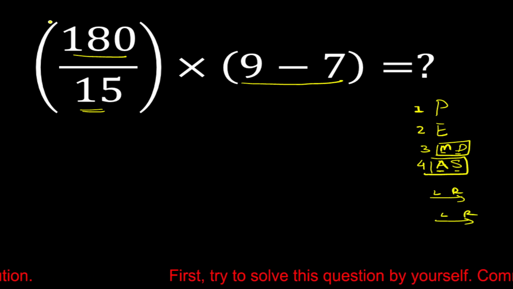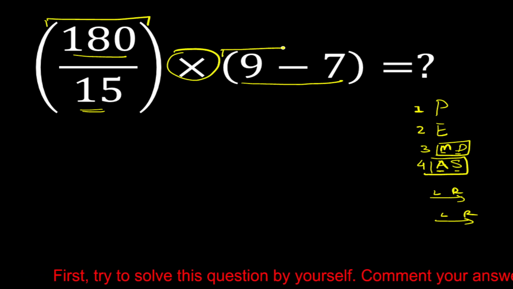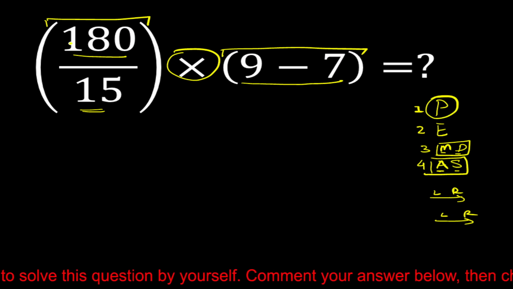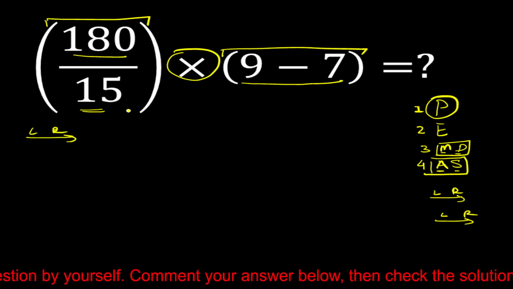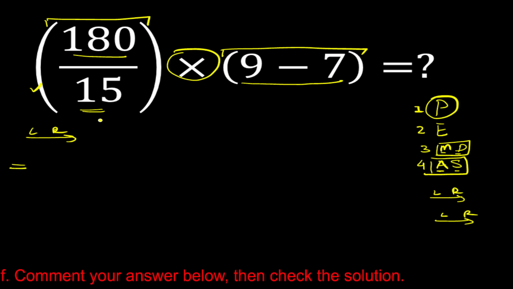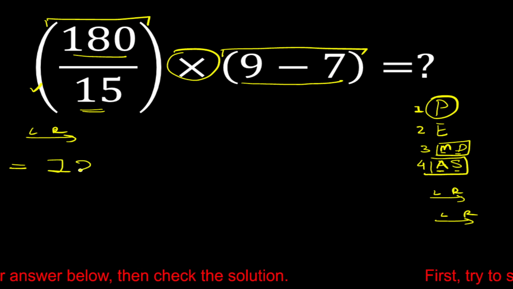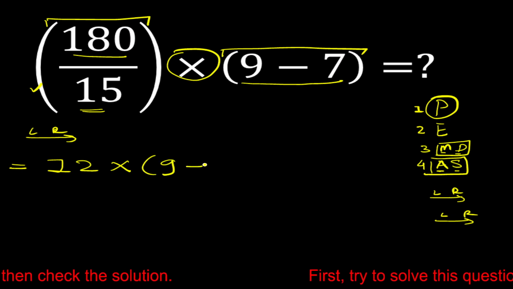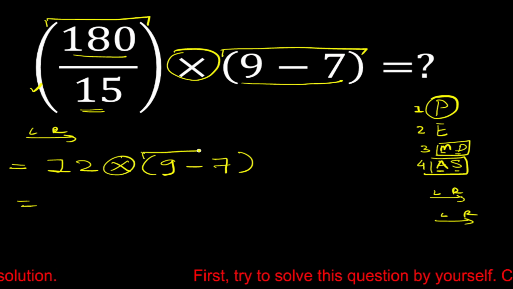Okay, so in this question we have one parenthesis, one multiplication and one second parenthesis. So first priority is parenthesis. Here we have two parentheses, so we have to solve them from left to right because both have equal priority. So first we solve this parenthesis: 180 divided by 15 is equal to 12, multiplied by (9 minus 7).